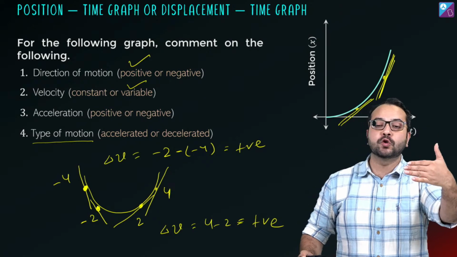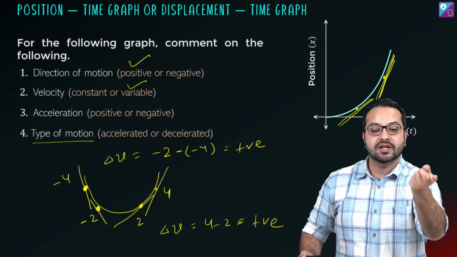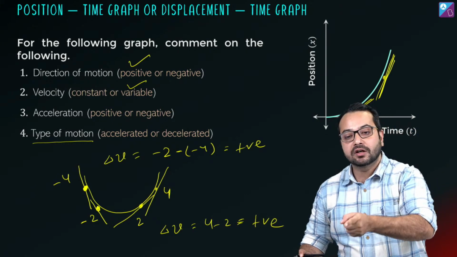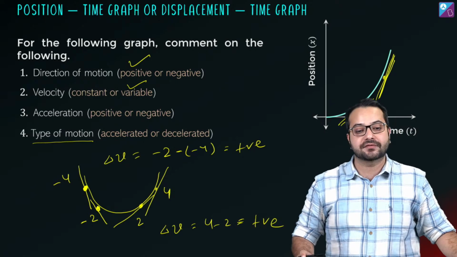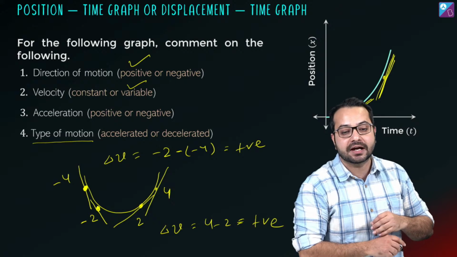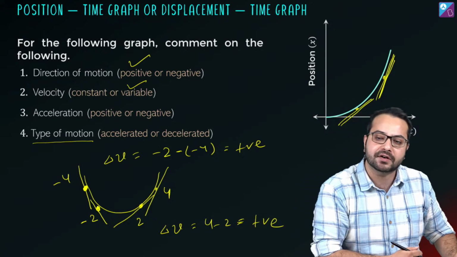ठीक है? So if the graph is concave upwards, acceleration will be positive. If this graph is concave downwards, the acceleration is going to be negative. ठीक है? Disha is saying, sir, can we get a graph of a cubic function? Yes, absolutely, Disha. You can get a graph of a cubic function also.